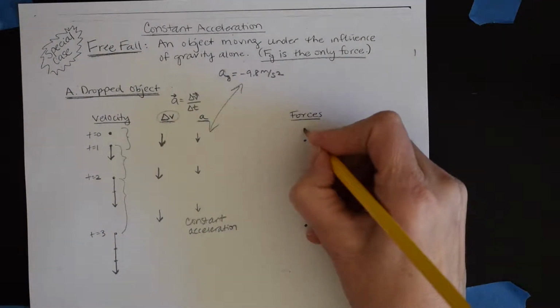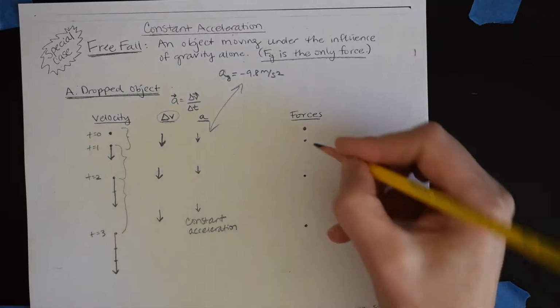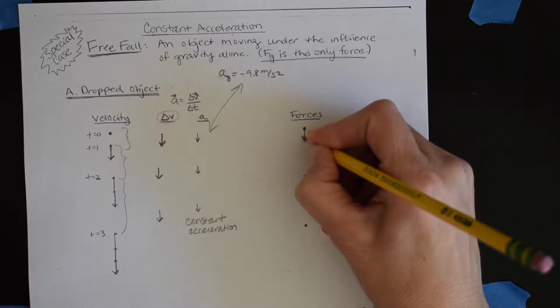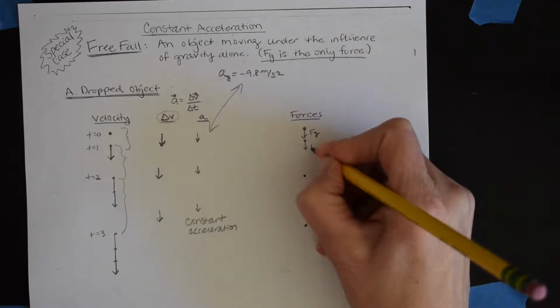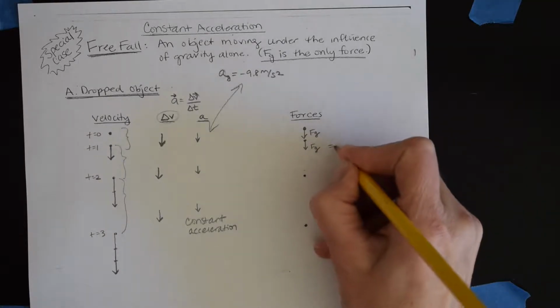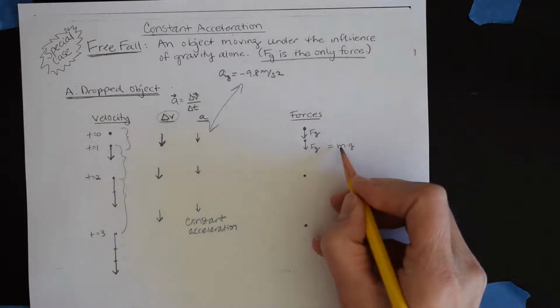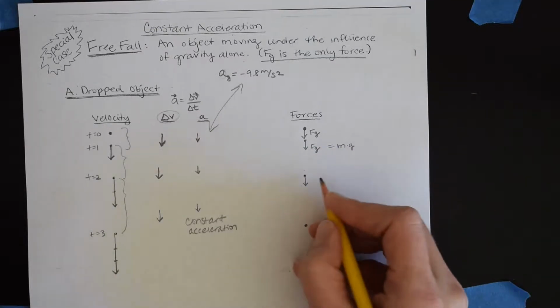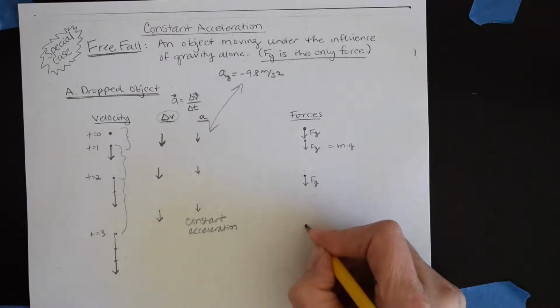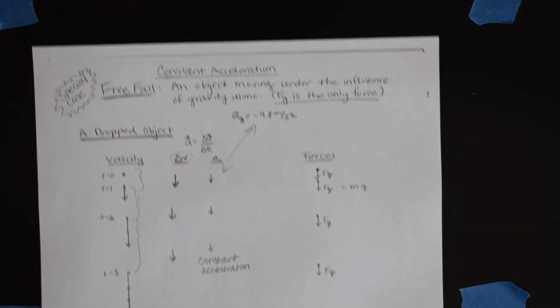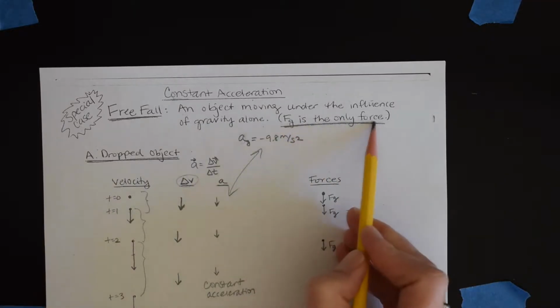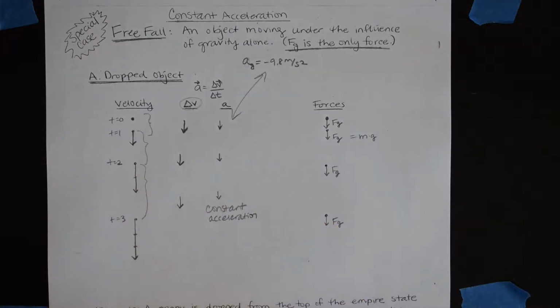Okay, let's draw the free body diagram. So right when you release it, it has the force of gravity pulling down on it. What about after 1 second? It has the force of gravity pulling down on it. Force of gravity is equal to m times g, and the mass is not changing and the gravitational field strength is not changing, so this is a constant. So at every moment we have the same force. And we are looking at free fall, which is when the force of gravity is the only force, so there's no air resistance. So that's why these diagrams look like this.